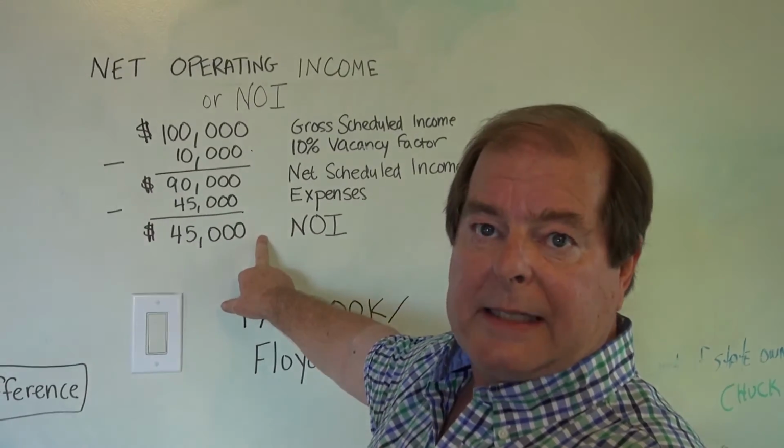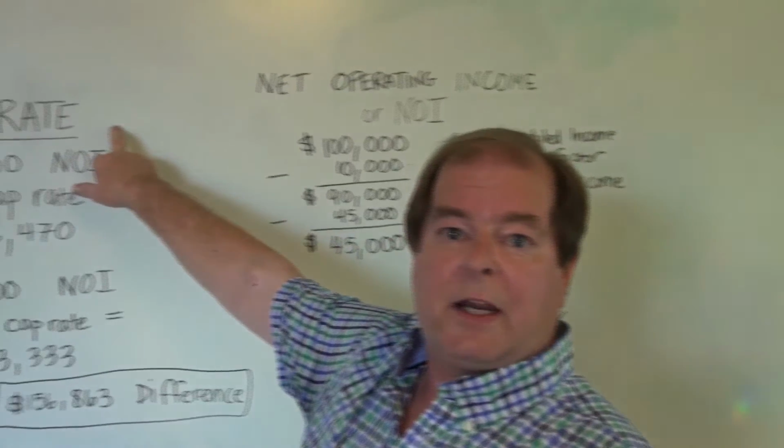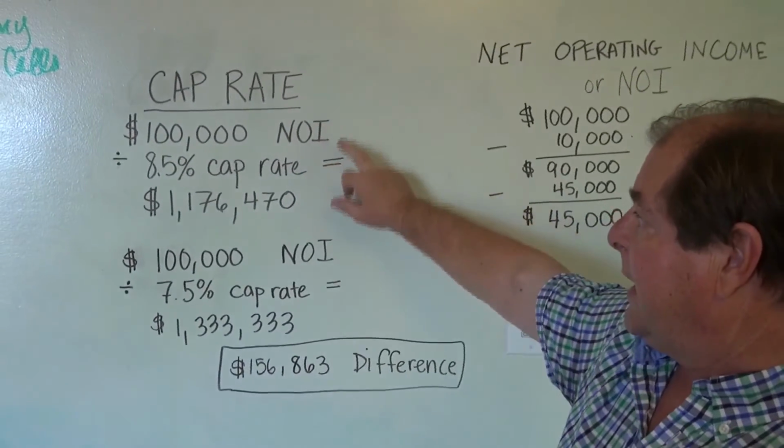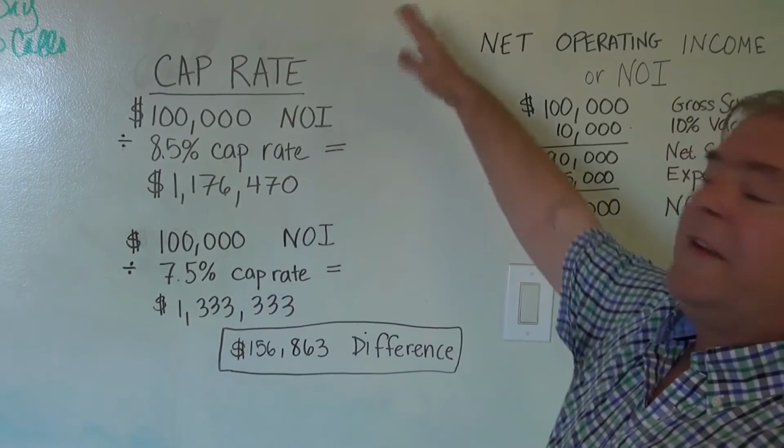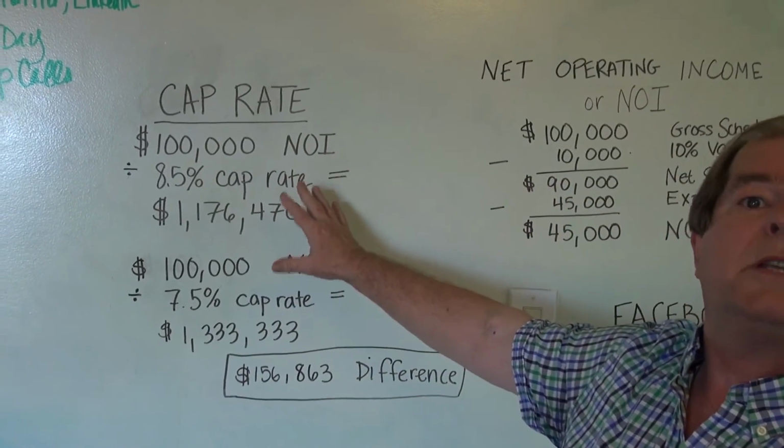Now that we got that, we can actually come over and figure out what the cap rate is. And again, if you want the 8.5% or the 7.5% or 3.5% or 15%, just plug those numbers in.